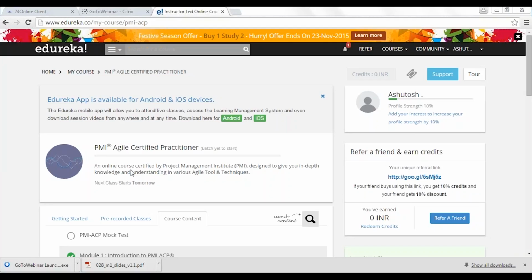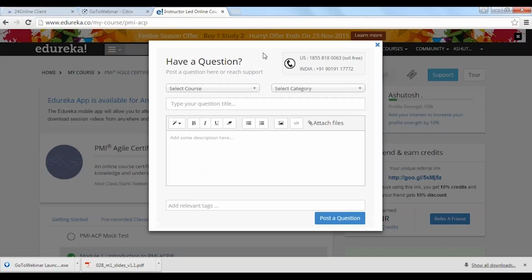And as I said, this recording is available for you and you can always refer to the recording. Now, after the class ends, in case you have any queries, you need to click on this support button. So if you see, there is a support button here, once you click on it, a window would get popped out, as you can see.